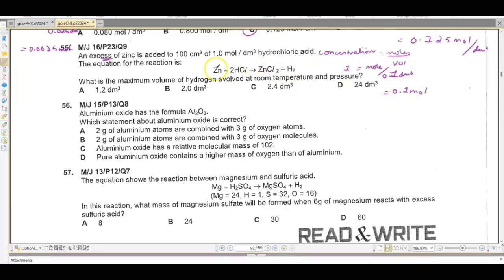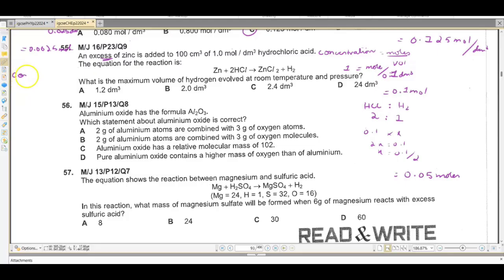So once we have the moles of HCl, we need to find the moles of hydrogen. HCl and hydrogen are not in the ratio of 1:1, they are 2:1, so 0.1 over x. So 2x is equal to 0.1 and x is equal to 0.1 over 2. So this is going to give us the moles of hydrogen as 0.05 moles.